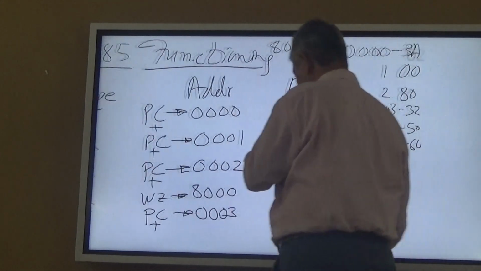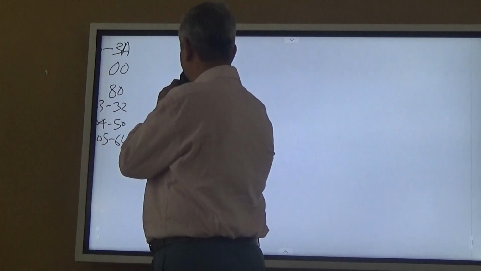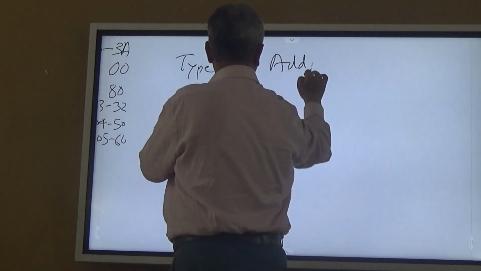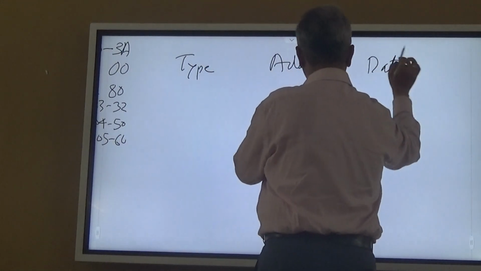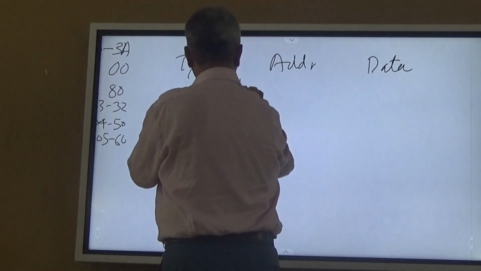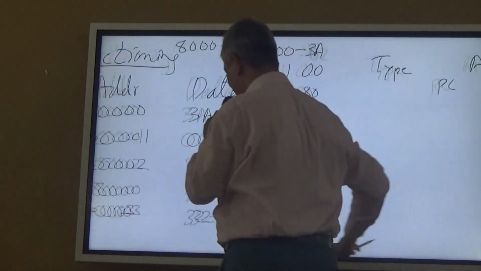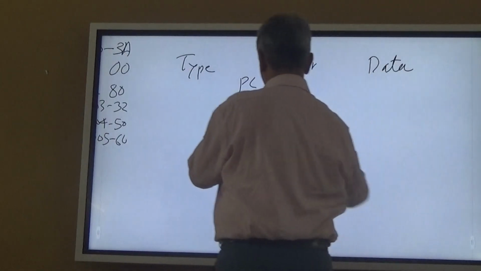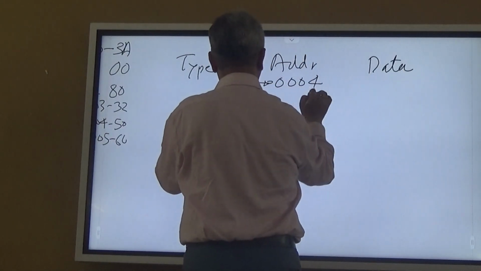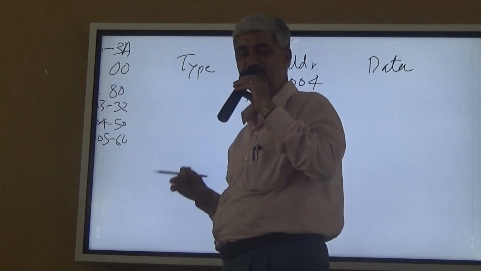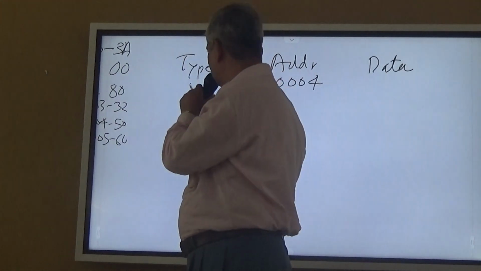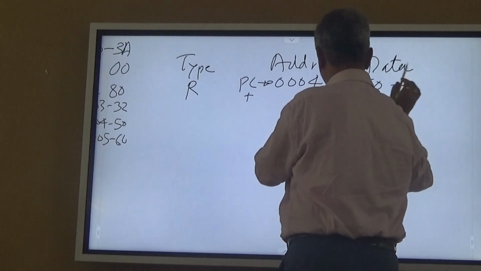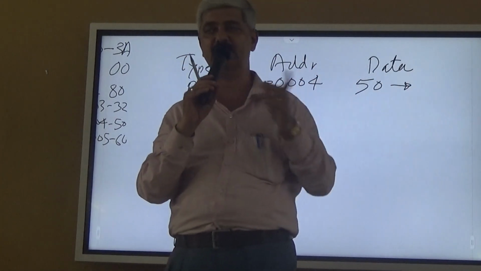Then what happens? Next is a read cycle. So what next? Next is the program counter giving 0004, opcode fetch or read, and what is the data? 50. Where should 50 go?